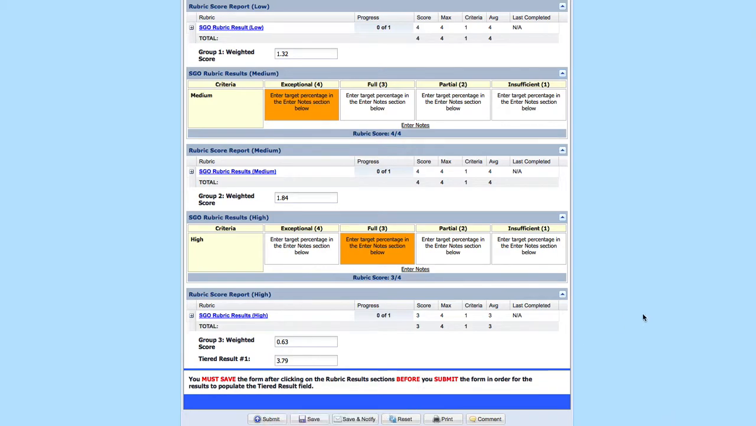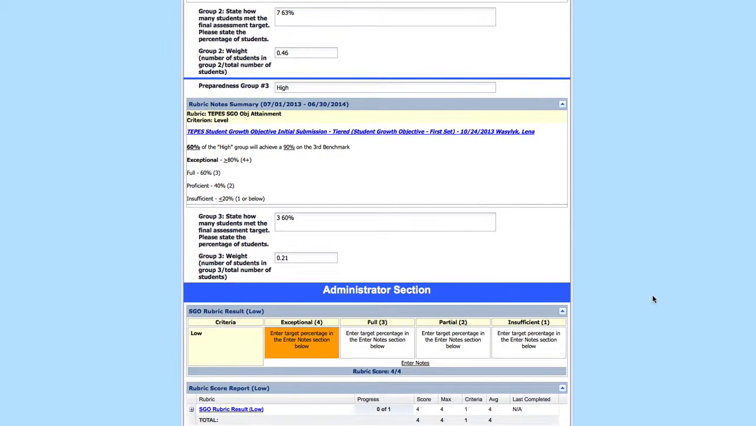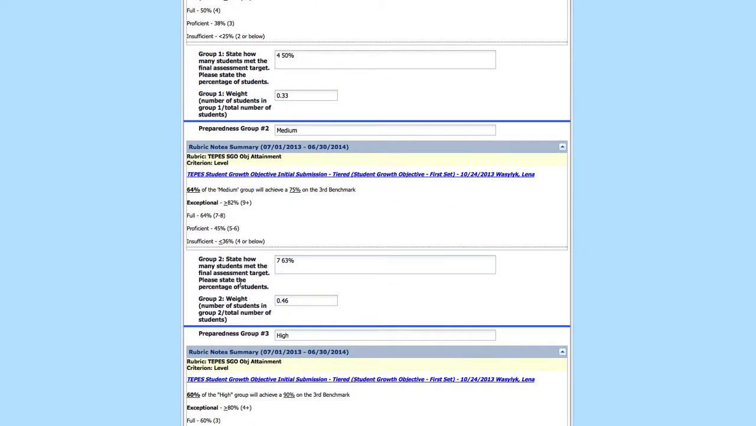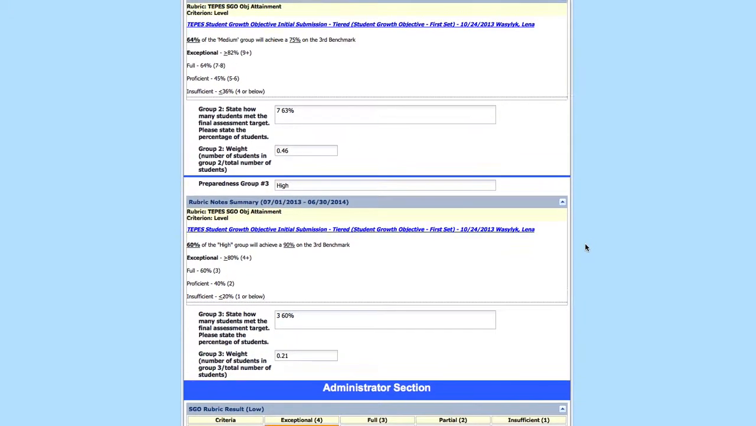So that's it. Not too difficult. Just remember you have to become pretty good at determining percentages and be aware of the weights adding up to 100, and you are on your way.